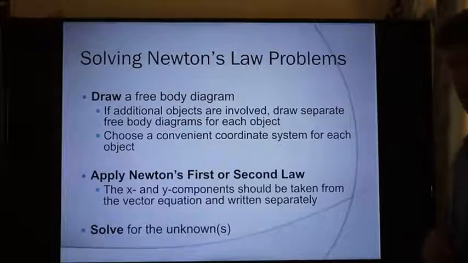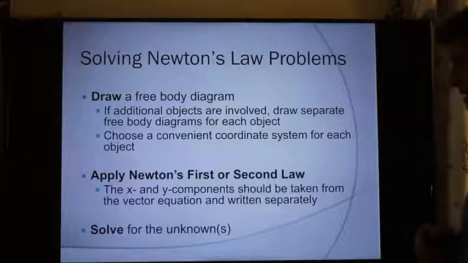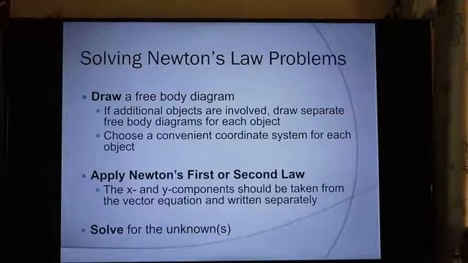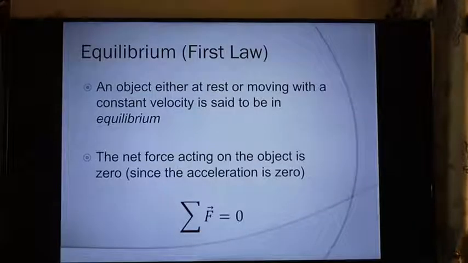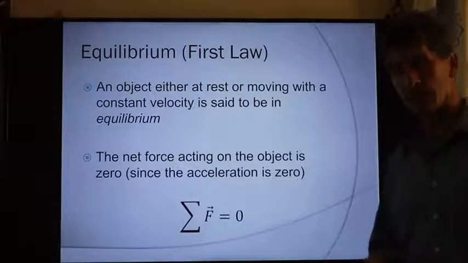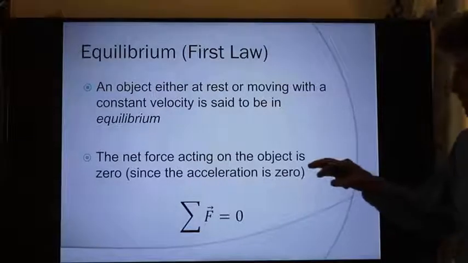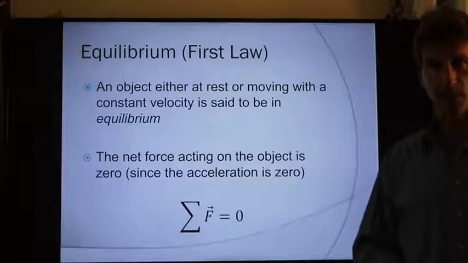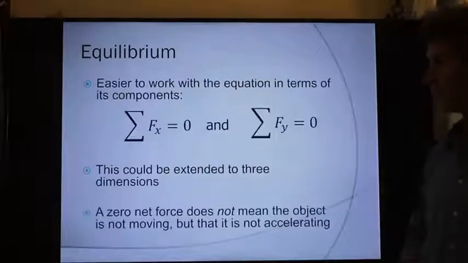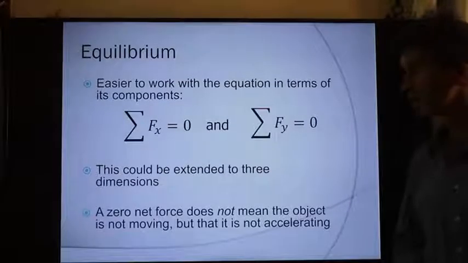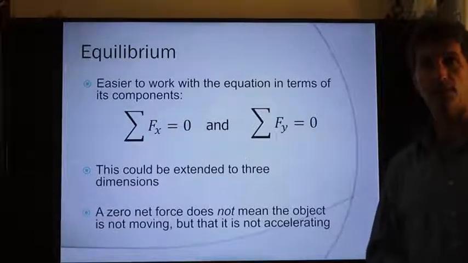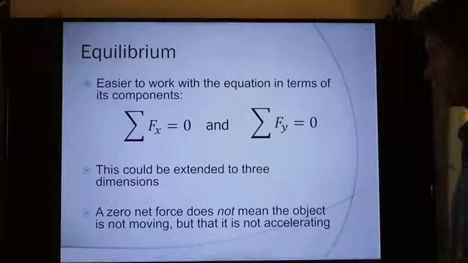Apply Newton's first law if you think all the forces add up to be equal to 0. Apply Newton's second law if there's a net force acting on the object. Solve for the unknowns. And again, if it's in mechanical equilibrium, if we're satisfying Newton's first law, all the forces add up to be equal to 0. If there's acceleration taking place, then we have the sum of the forces equal mass times acceleration.